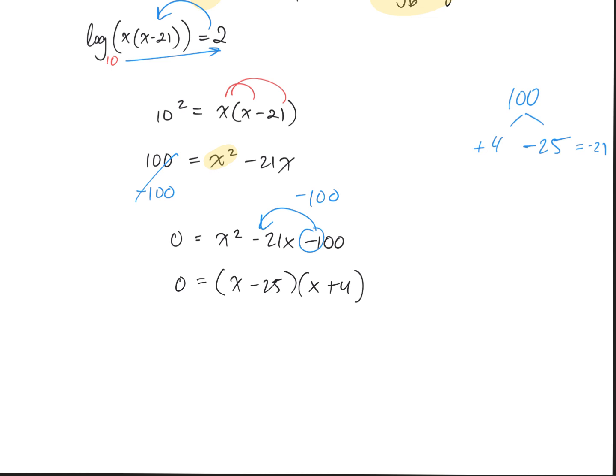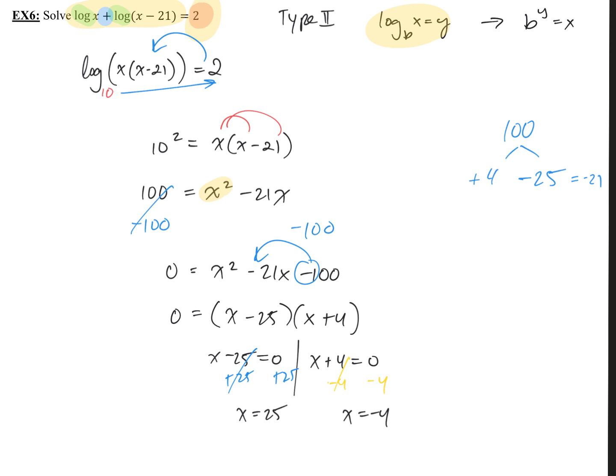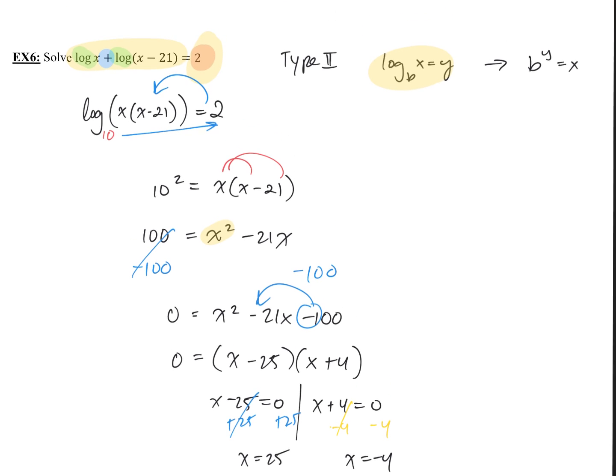Okay, so I factored them. Let's go ahead and set each term to 0 to solve. Add 25, and then add 25. x equals 25. Can't box that yet. Minus 4, minus 4. x equals negative 4. So we have a positive 25 and a negative 4. Do they both work?